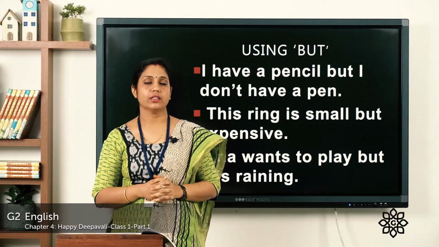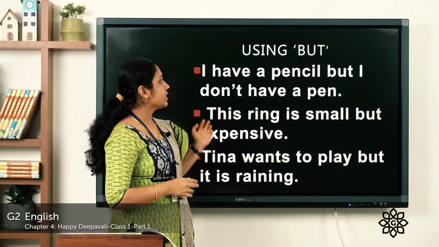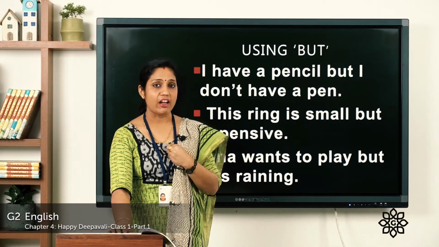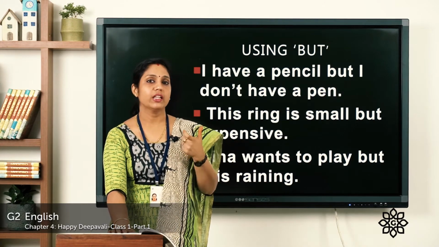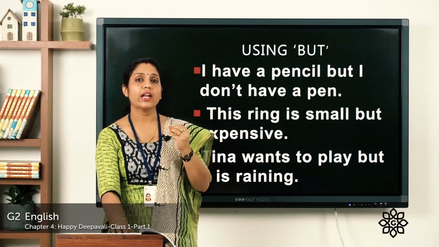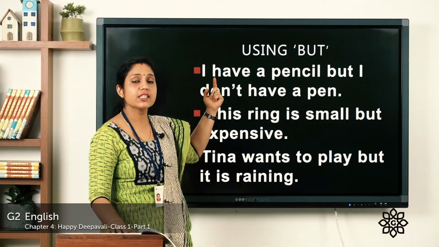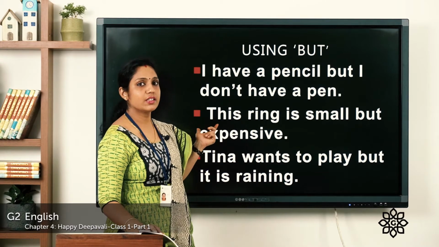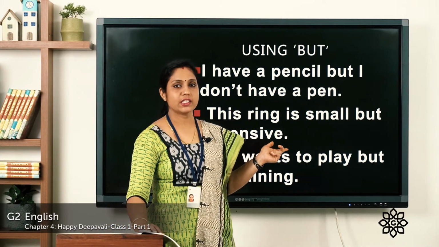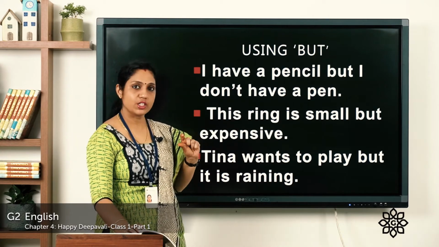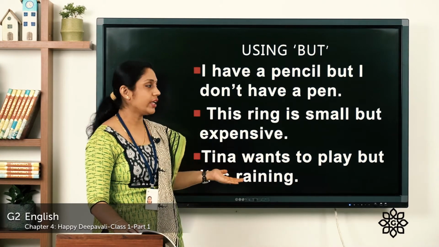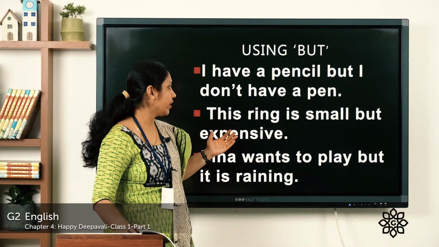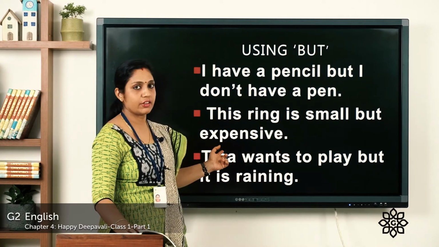Next we have 'but'. How to use 'but'. Here you can see, I have a pencil but I don't have a pen. What does that mean? That I have a pencil but I am not having a pen. So there 'but' is used to indicate that I am not having a pen. So you can read the sentence as, I have a pencil but I don't have a pen. The next sentence, this ring is small but expensive. So what does that sentence mean? That the ring is small but it is expensive. So to indicate that, we use the word 'but'. That is, this ring is small but it is costly.